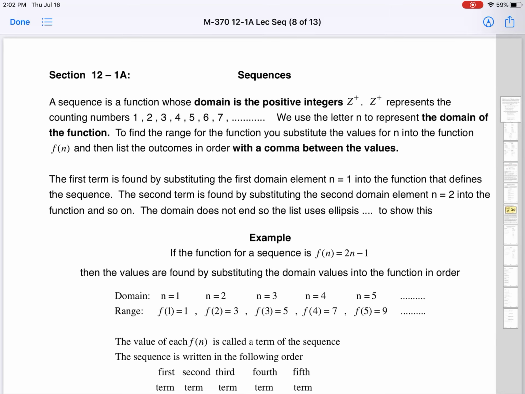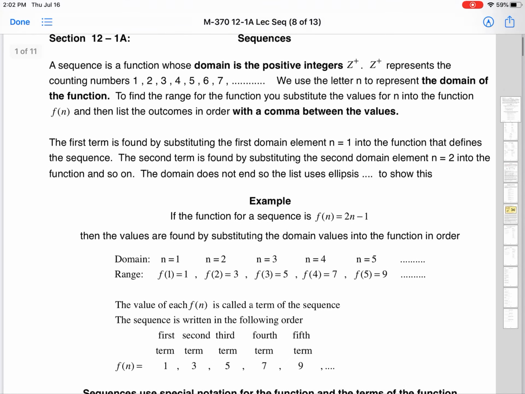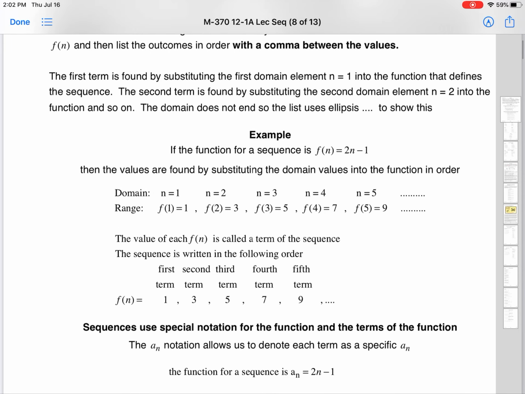And so there's several different things we do with sequences, but as we look here at this first example, they're going to look at a sequence being defined as take n, double it, and subtract 1, right? And so n equals 1, you're going to get 1 out. n equals 2, you're going to get 3 out. n equals 3, you get 5, 4, 7. Plugging in n equals 5, you get 9. Obviously, if we plugged in n equals 6, we get 11. And what we find is we're generating all the odd numbers through this sequence.